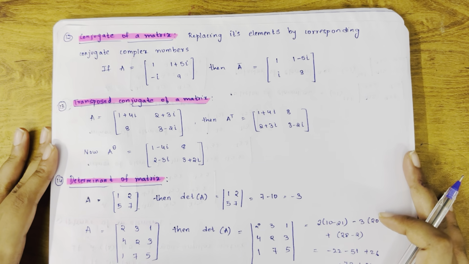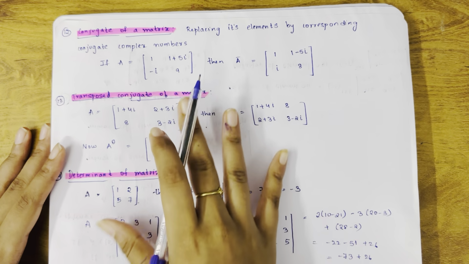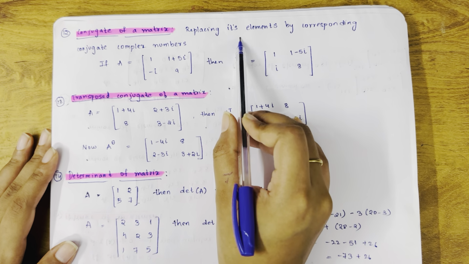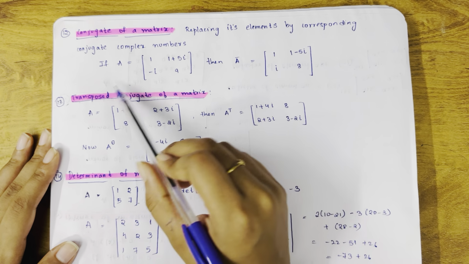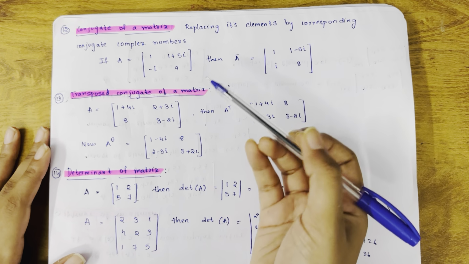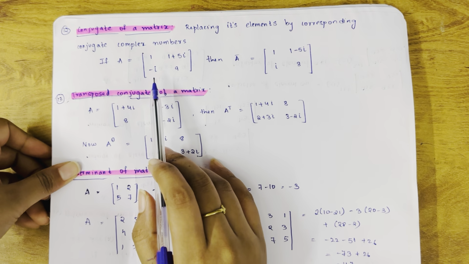These are also important ones. Next is the conjugate of a matrix. The conjugate of a matrix is obtained by replacing its elements by the corresponding conjugate complex numbers. So if we have a complex number, we replace it with its conjugate. Let's check an example, it will be easier to understand.